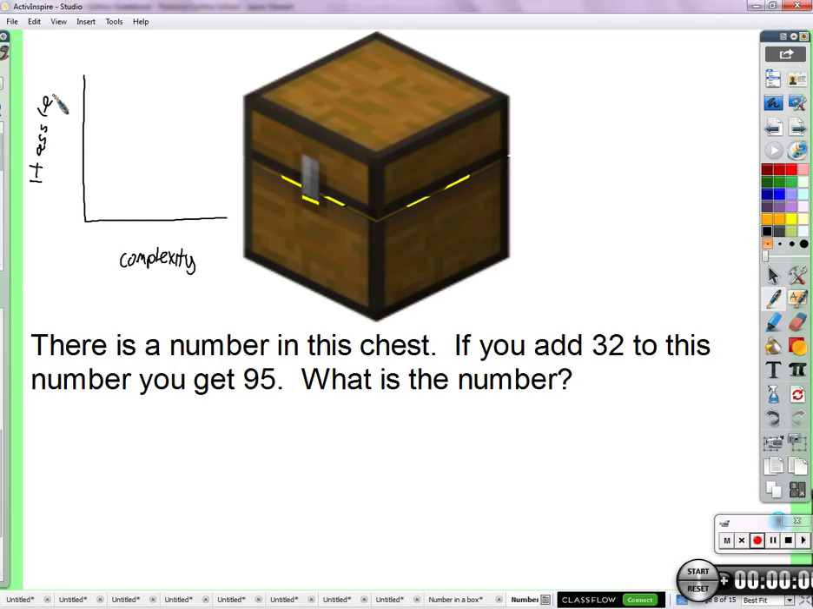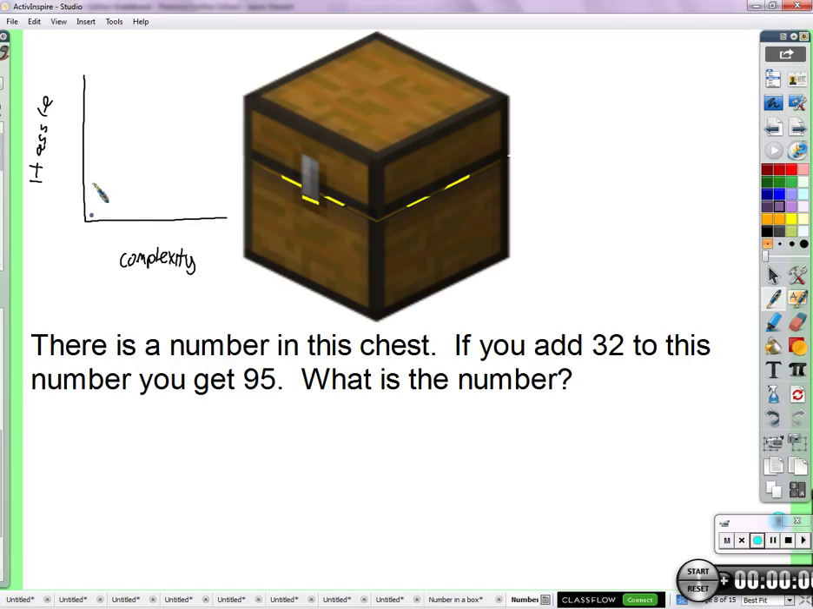Okay. Well, if I look at this problem, they say, well, I add 32 to this number, I get 95, so I must just take 95 and go back 32 to figure out what the number is, right? Low amount of hassle. It's not very hard. But the complexity is not very high either, is it? It's a pretty simple problem, and it's not much of trouble to just subtract 32. So it's somewhere in here. Not very difficult, and subtracting 32 from 95 is pretty simple.